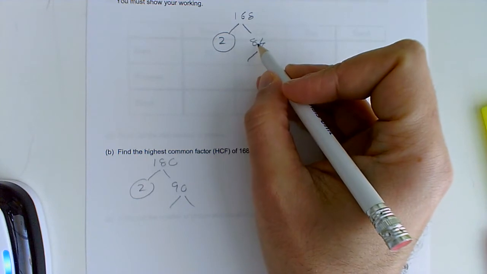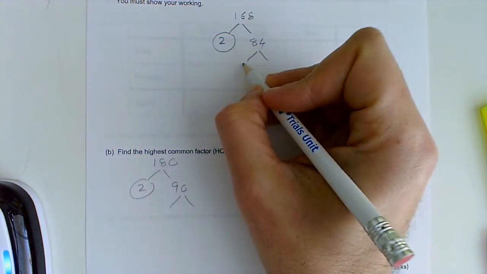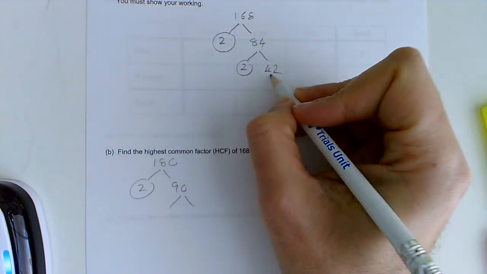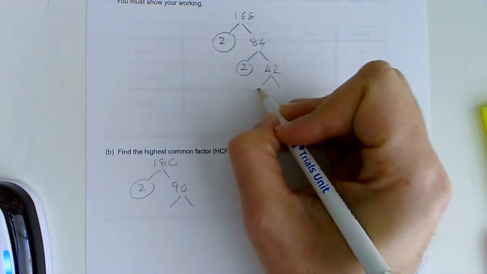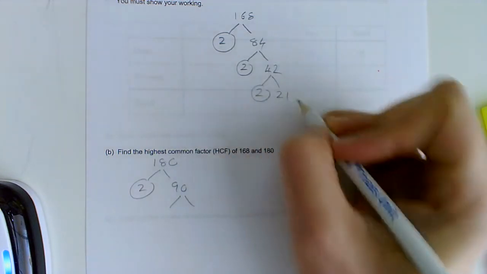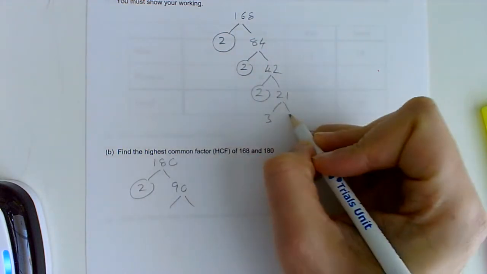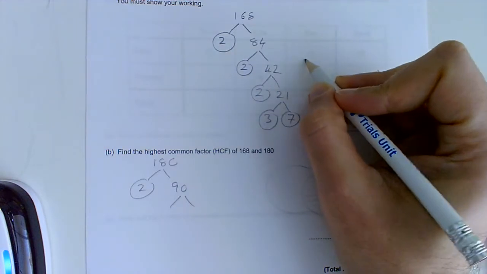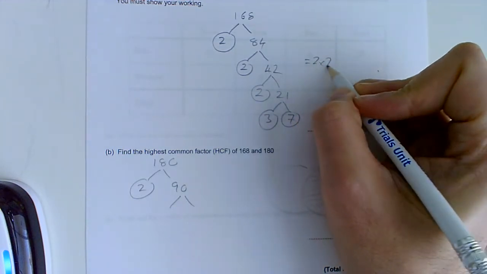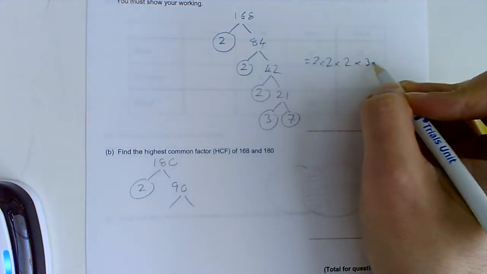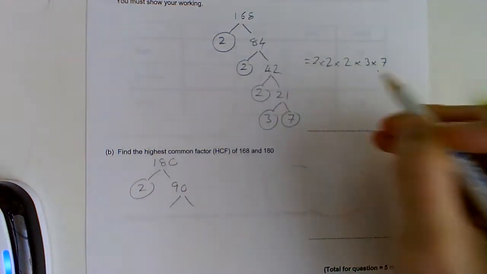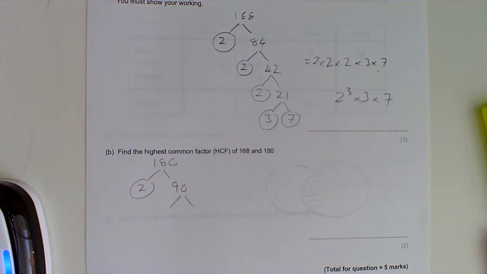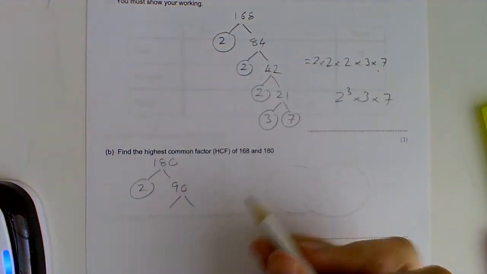So, carry on from this one. 84 can be split up into 2 and 42. 42 can be split up into 2 and 21. And 21 can be split up into 3 and 7, and they're all prime numbers. So 168 is 2 times 2 times 2 times 3 times 7, or 2 cubed times 3 times 7.